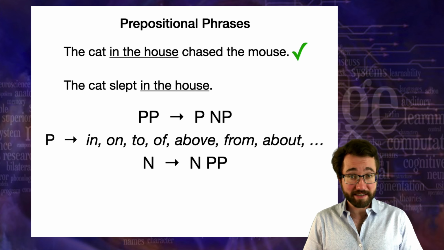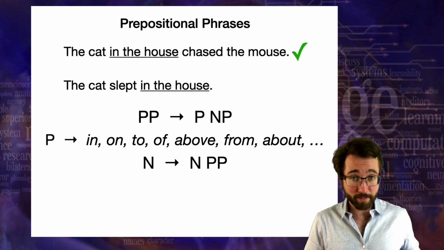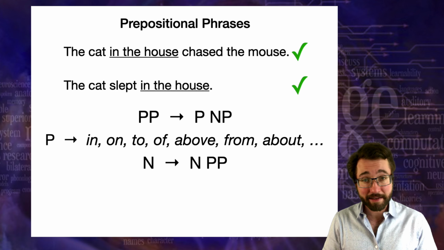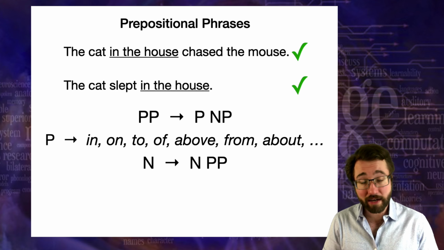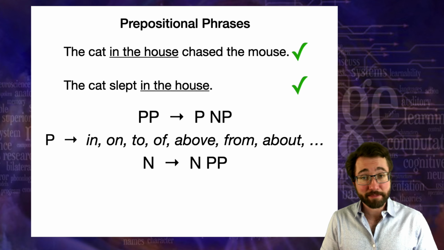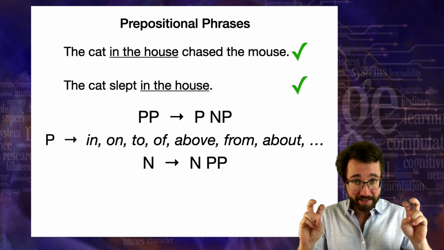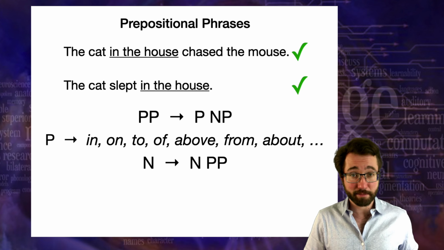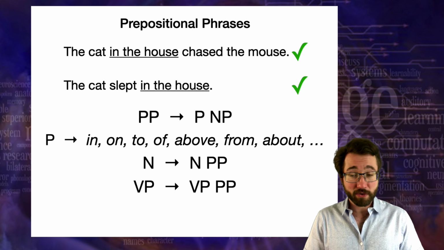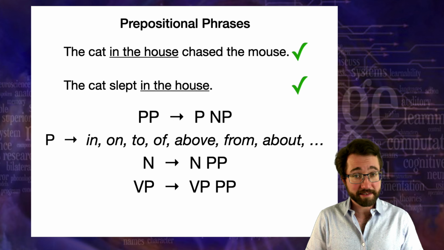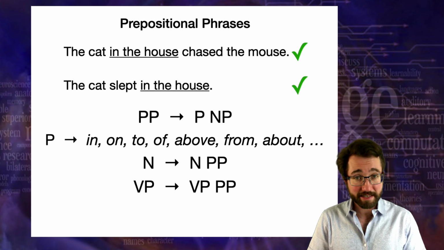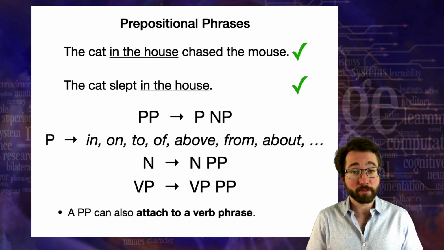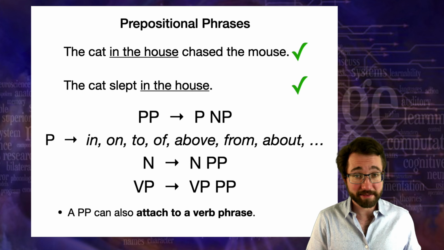We can also have sentences like this. The cat slept in the house. It's grammatical. It's fine. What this shows is that a prepositional phrase PP can also attach to a verb. So the cat slept in the house. In this case, the phrase in the house is describing something about the sleeping. It's telling us where the sleeping is taking place. So to cover that, we're going to need a rule that looks like this. A verb phrase can consist of a verb phrase followed by a PP. So a PP can also attach to a verb phrase.